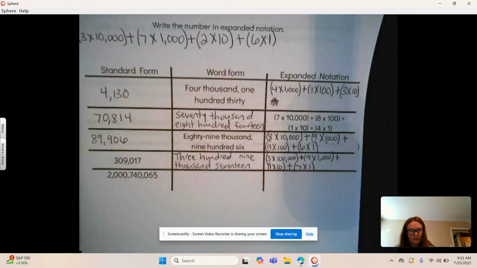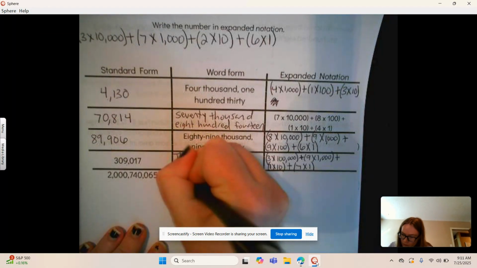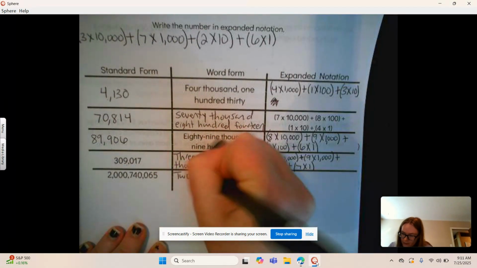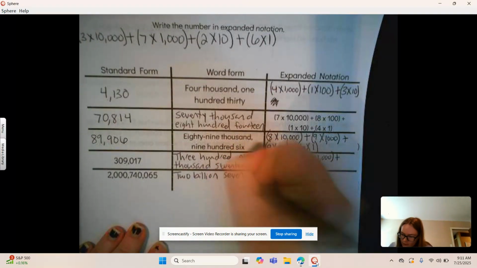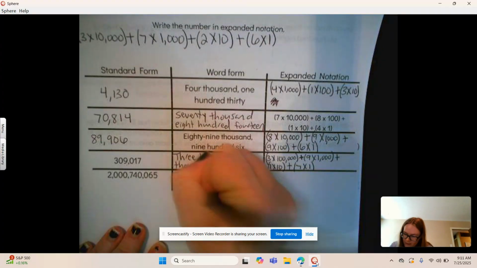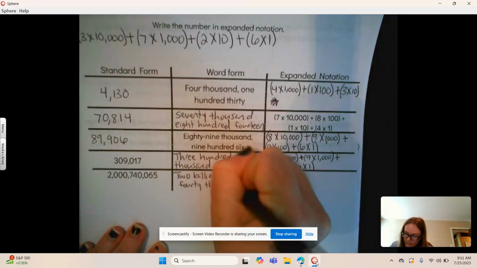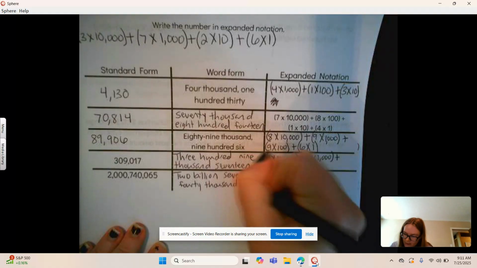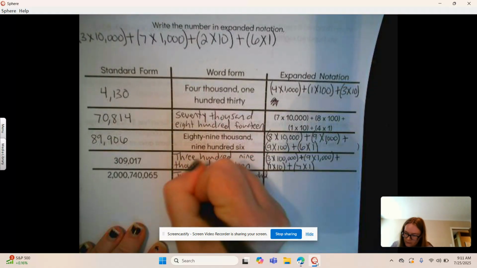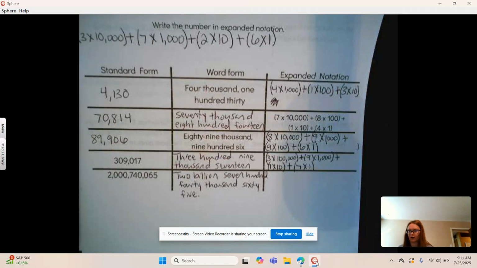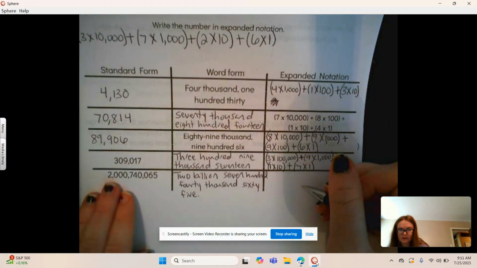So we have 2,740,065. So let's write that out. We have 2,740,065. Okay, let's do our expanded notation. What's my first digit? 2.